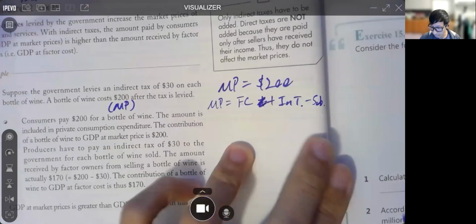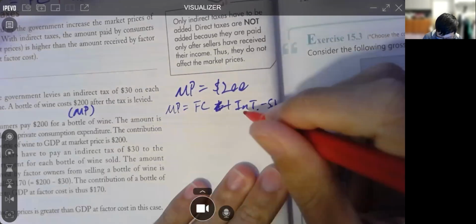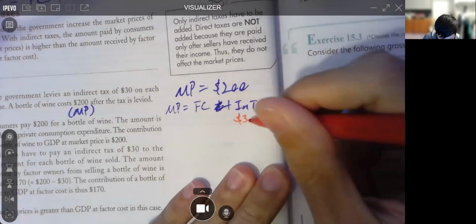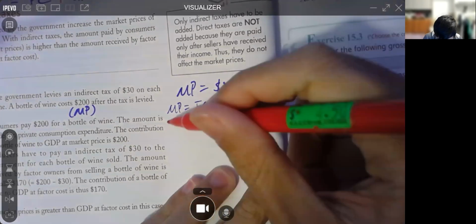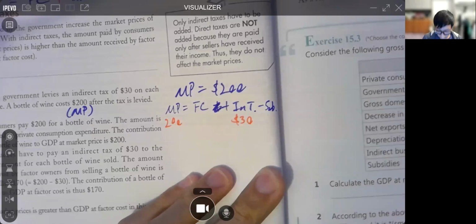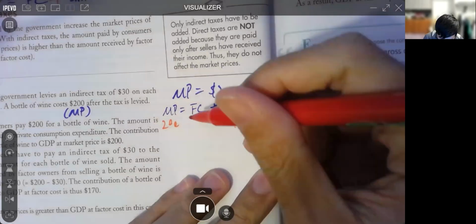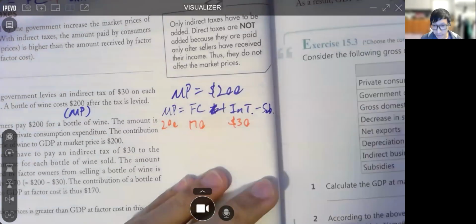Okay, this is what we have. Now, here, subsidy is 0. We know indirect tax is $30, right? And this is 200. So we know the GDP at factor cost of each bottle of wine would be 170.